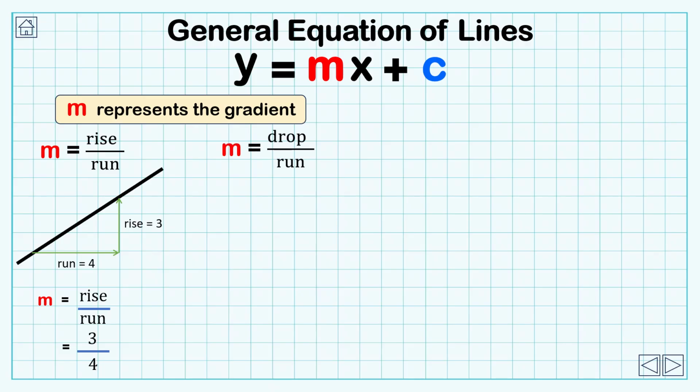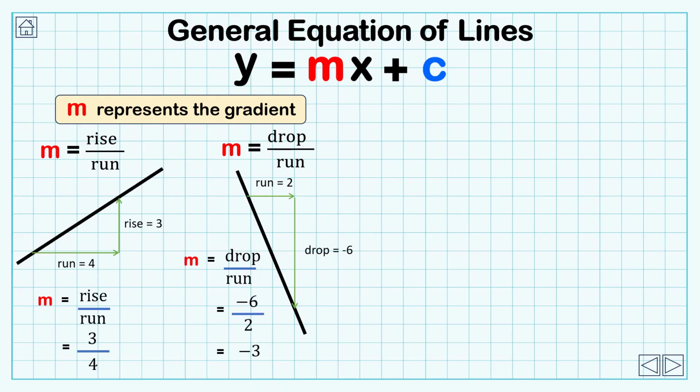What about the line that goes downhill? So it's drop over run. For this one, we've got the run equals 2 and the drop is negative 6. Going down is negative, going up is positive. So what will the gradient give me? Drop over run is equal to negative 6 over 2, which can be simplified to negative 3.